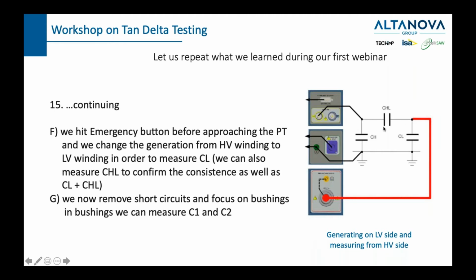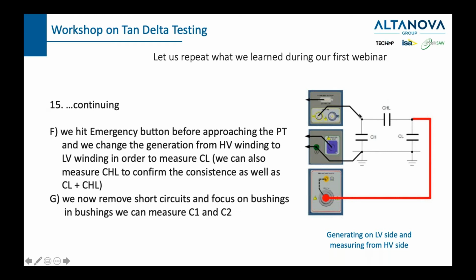So we would, for example, connect on the low voltage side the generation and the measurement on the high voltage side. This is the case when we want to measure CL. In this case, we measure CL, or we can measure CHL, and if we connect the generation here and the measurement here, then we can measure CH. In general, we need to measure CL, CH, and CHL in the course of measurement. First, we will have generation on the high voltage side, then we will end the measurement on the low, and then we will switch and put, like here, generation on the low voltage side and measurement on the high voltage side.